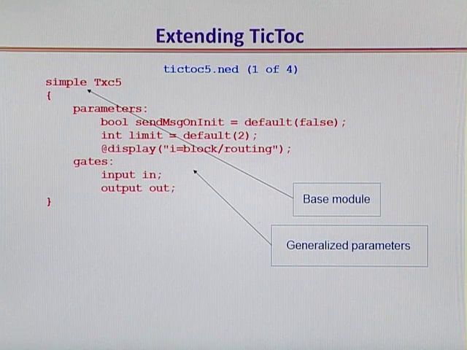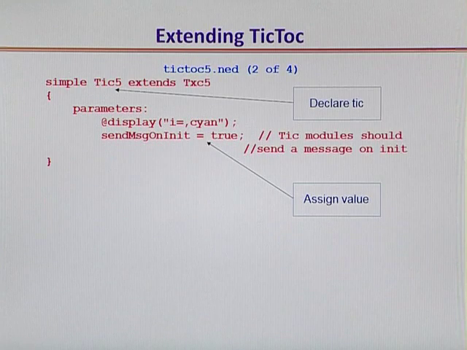We see the @display method that shows the icon for the tick and talk nodes, and the gates for input and output. Now you can see that the ticktalk5.ned code snippet shown to you here is actually just defining the base module from which tick and talk nodes shall be created. This simple module is only implementing the generalized parameters. These generalized parameters would be given specific values at the appropriate time.